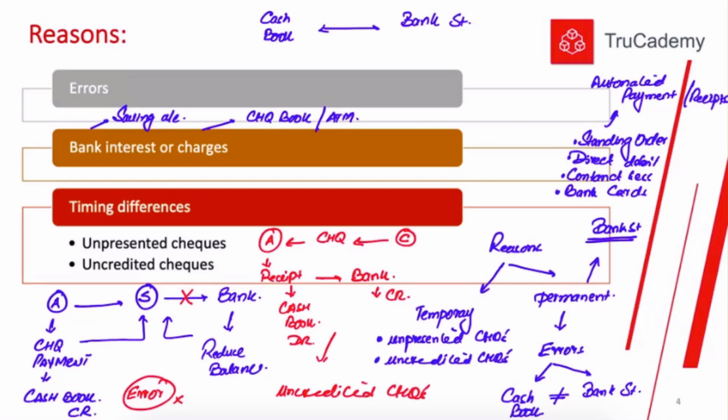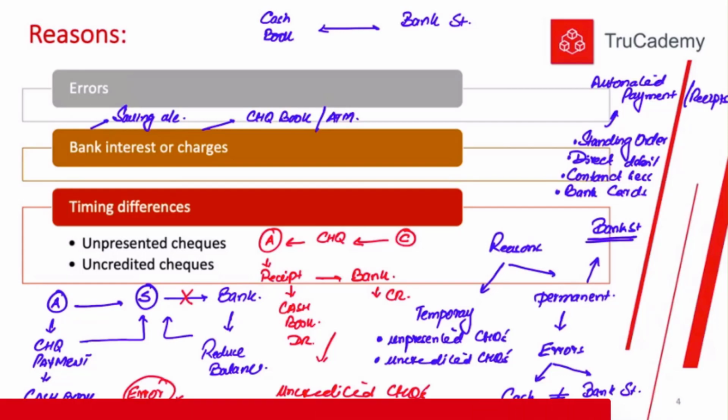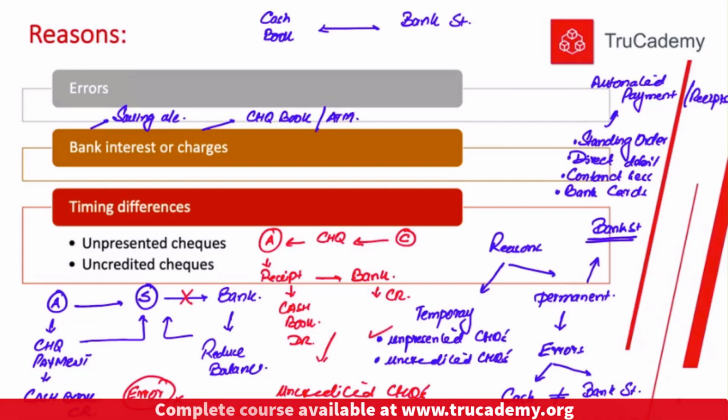So unpresented checks are payments recorded in the cash book but not yet presented to the bank, and the bank didn't reduce the balance. Uncredited checks, what are these? These appear as a receipt in the cash book, but the bank didn't complete the process. So the bank didn't increase my balance, but eventually they will increase it. So unpresented checks and uncredited checks are both temporary differences.